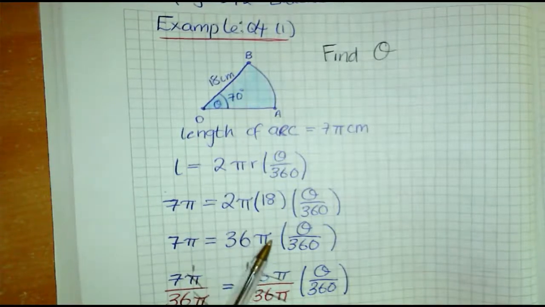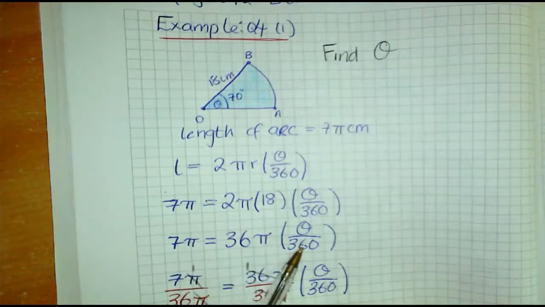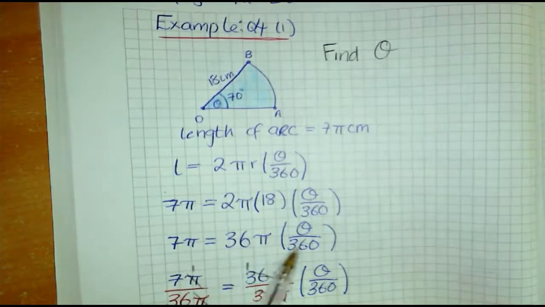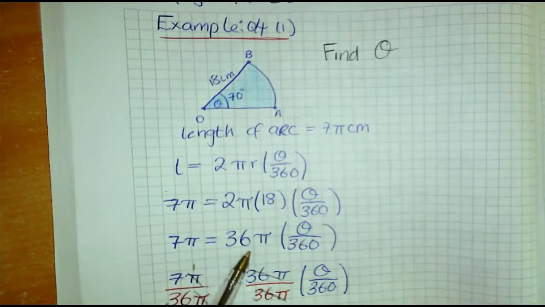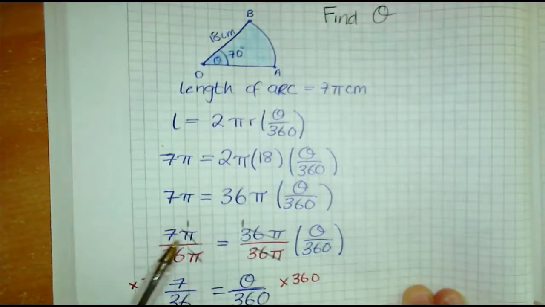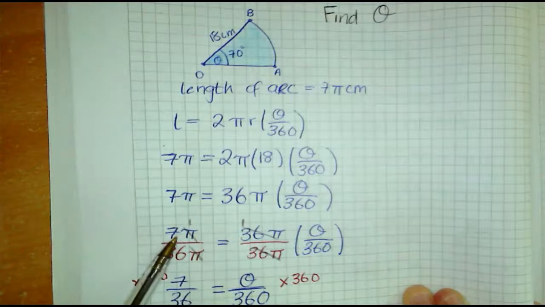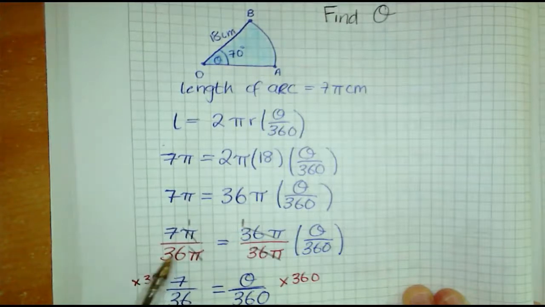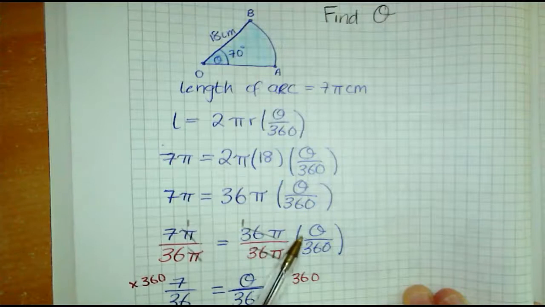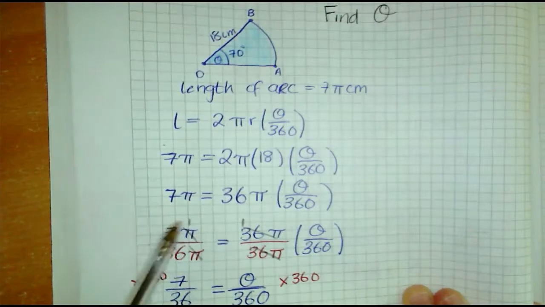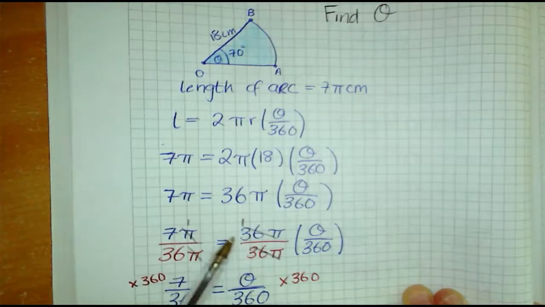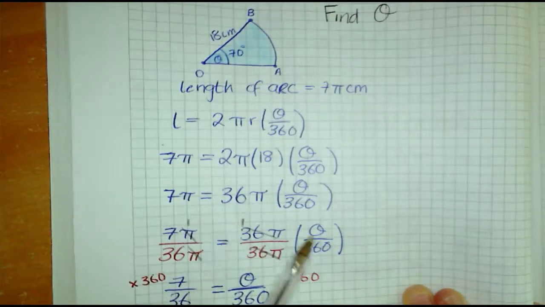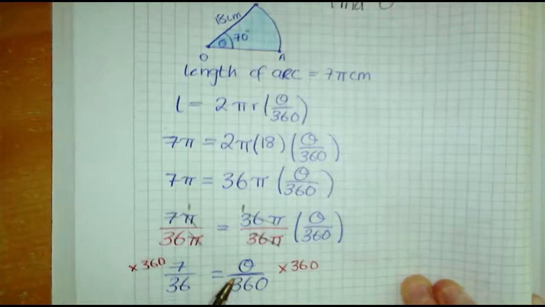Okay, there is no sign here, so I know that it's been multiplied. These two values are multiplied by each other. So to get rid of it, if it's multiplication, I do the opposite to it. So what's the opposite to multiplication? It is division. So I divide both sides by 36 pi. So 7 pi divided by 36 pi is equal to 36 pi over 36 pi by theta over 360. So my pi's cancel. Pi divided by pi is 1, so I'm left with 7 over 36. My equal sign comes down. 36 pi divided by 36 pi is just 1, so I'm left with theta over 360.